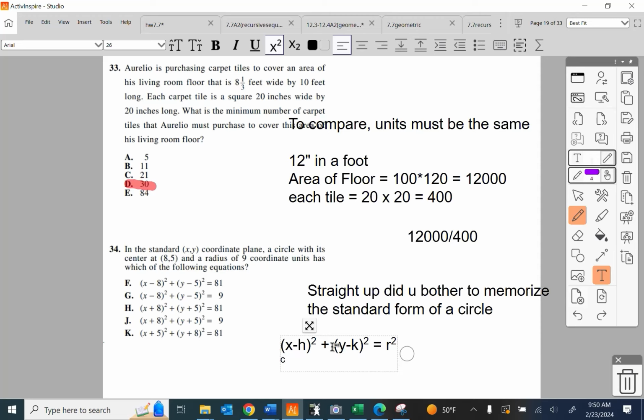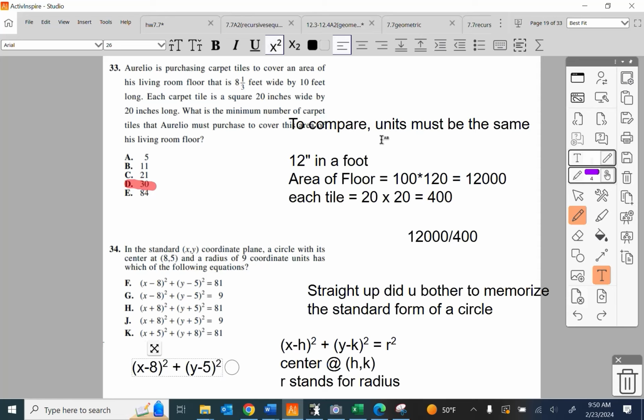Anyways, your center is at h, k, and r stands for radius. That's all there is to it. So this thing is at 8, 5 for h and k. It's just x minus 8 quantity squared plus y minus 5 quantity squared.